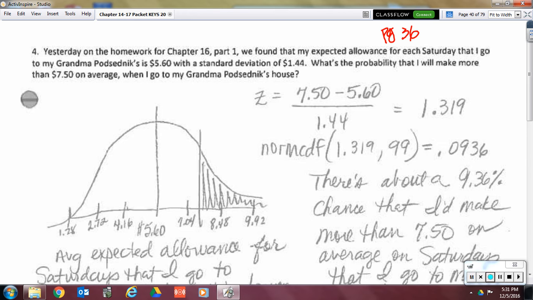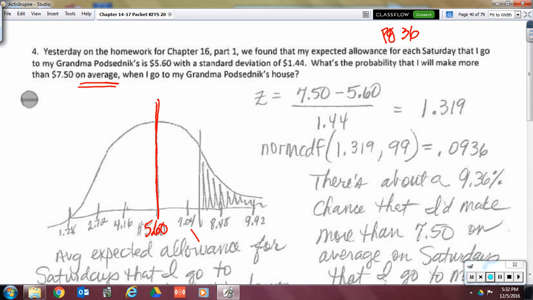So what's the probability that I will make more than $7.50 on average when I go to my grandmother Podsednik's house? Here, this is a continuous function because we are talking about these average values. My average was $5.60, and I think the standard deviation was supposed to be 1.2, but I had obviously done this key with a wrong standard deviation, but we'll go with that.